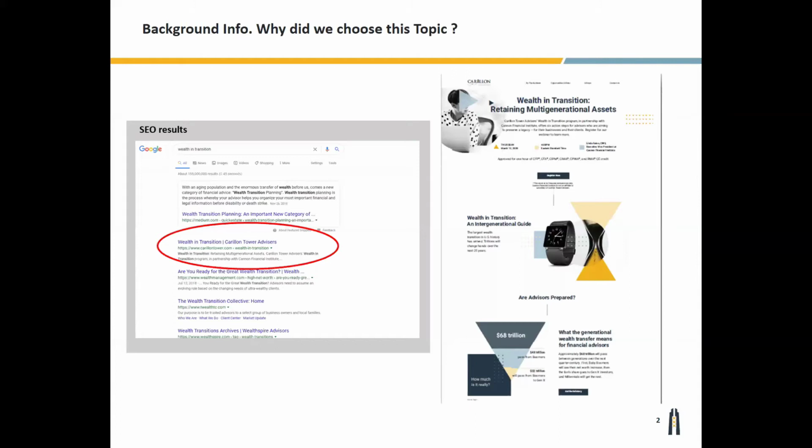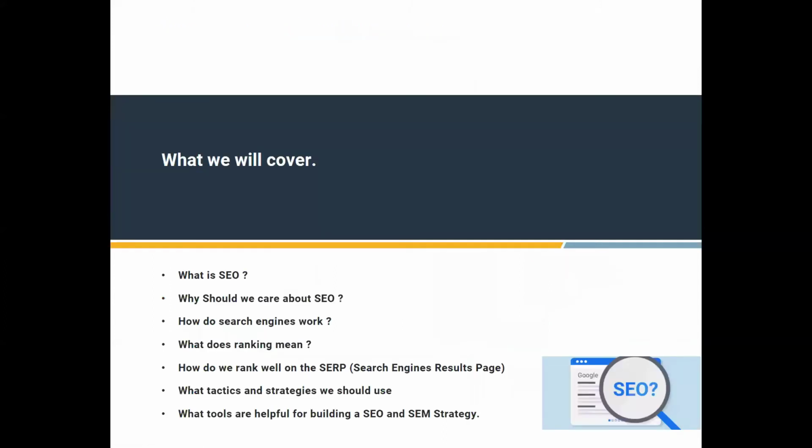So as you see here, if you go to Google and type in wealth and transition, you'll see Carolyn Tower Advisors comes up first. And this is just a screenshot of the landing page that we did as part of this multi-level marketing campaign.